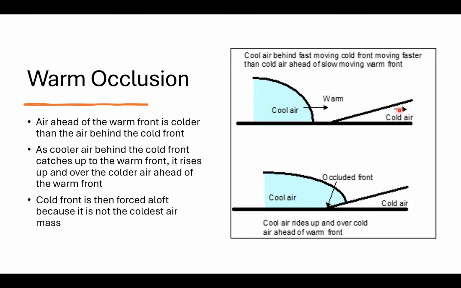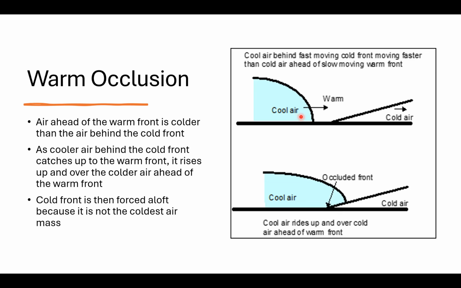We've got the coldest air ahead of the occluded front and just cool air behind the occluded front. So the air ahead of the warm front is going to be colder than the air behind the cold front. As the cooler air behind the front catches up to the warm front, it rises up and over the colder air ahead of the warm front, and the cold front is then forced aloft because it is not the coldest air mass. So this has to do with where the coldest air is in relation to the occluded front.